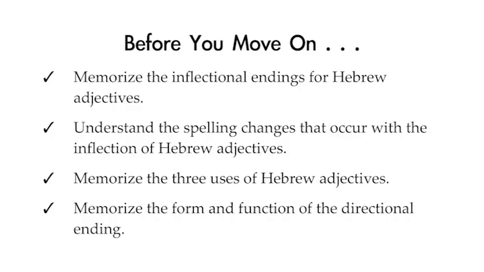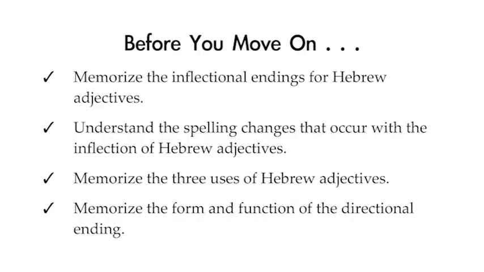Third, memorize the 3 uses of Hebrew adjectives, right? The attributive, the predicative, and the substantive. And don't just memorize the uses, that is those labels, but memorize what they do and how to identify those uses. And then finally, memorize the form and function of the directional ending in Hebrew, that final unaccented kametze. That's it for this chapter on Hebrew adjectives and the directional ending.